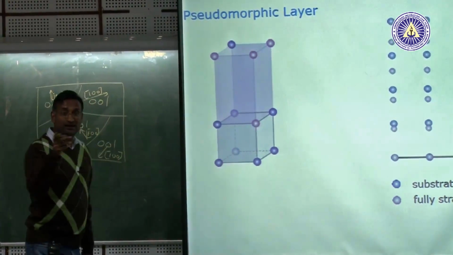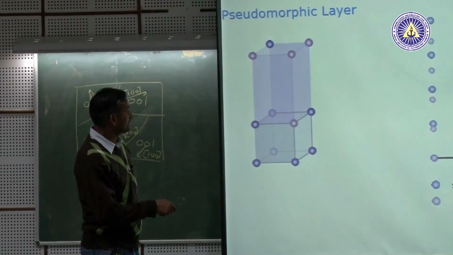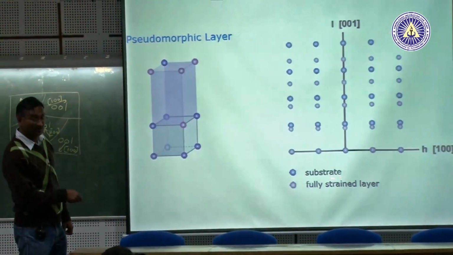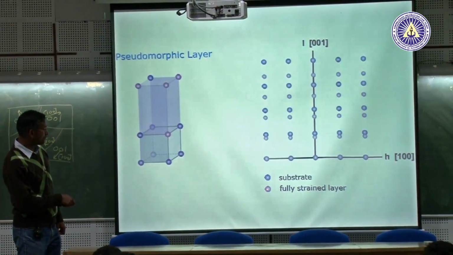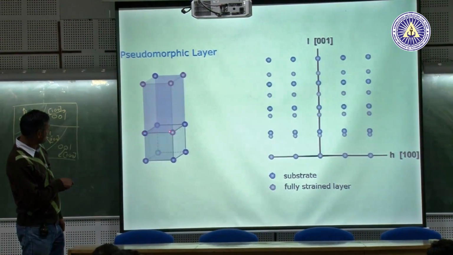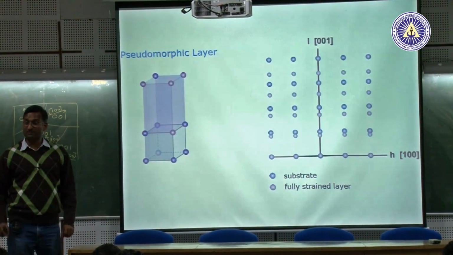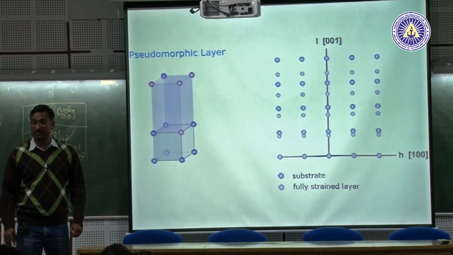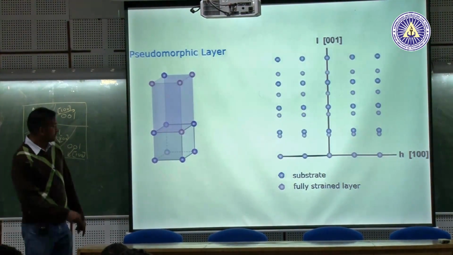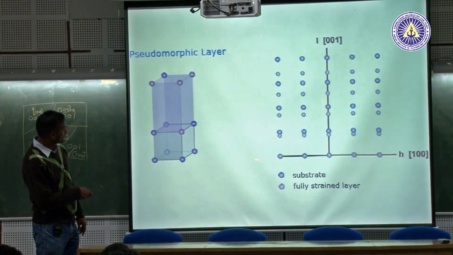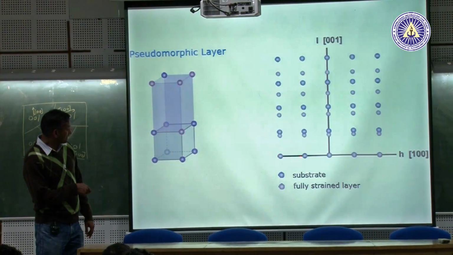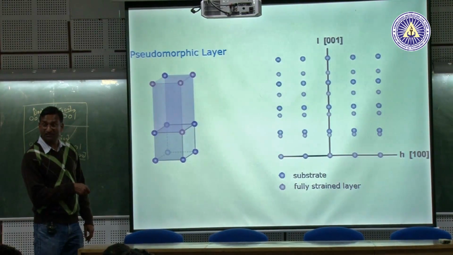So, if you look at the reciprocal lattice point space, the purple ones are substrate spots and the pink ones are the fully strained layer. Since there is complete alignment in this direction, what do you expect the overlap between these 2 points? You expect these 2 points to overlap along those directions. So, you can see that if you go along the 100 direction, the substrate and thin film points overlap with each other.